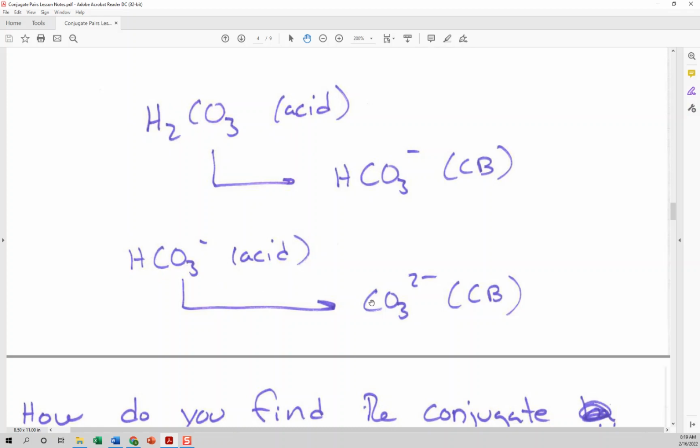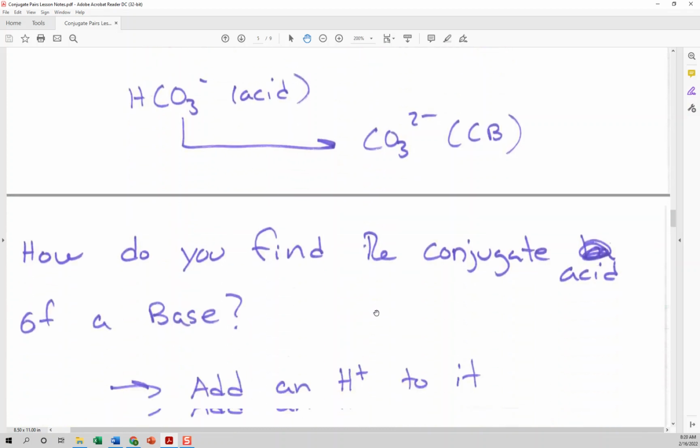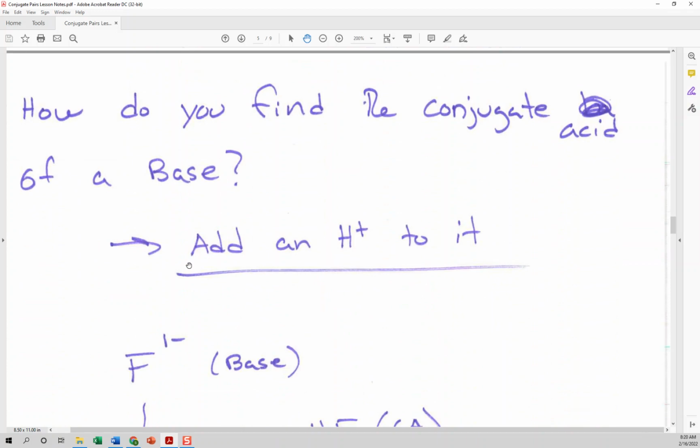Okay. So if you want to know a conjugate base, you take an H plus away. All right. Well, how do you figure out a conjugate acid? You add an H plus. Okay. So you add an H plus to it, and whatever it turns into, that's its conjugate acid.